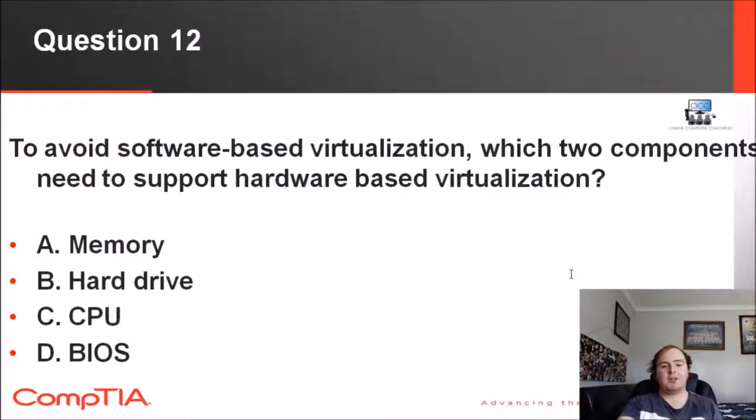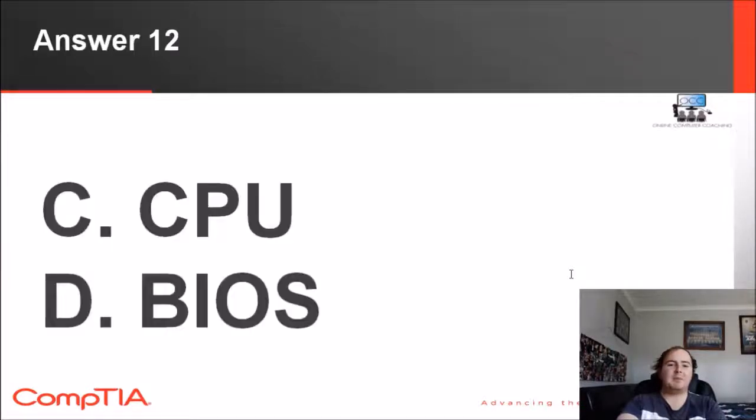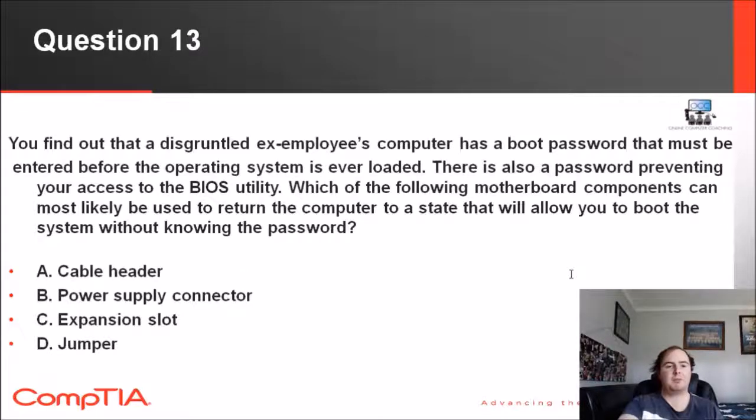Question 12, to avoid software-based virtualization, which two components need to support hardware-based virtualization? So we've got memory, hard drive, CPU, and BIOS. So in this case here, memory and hard drive sort of go along with it, which basically makes me giving you the answer there. CPU and BIOS. Obviously, if you try and install Apple products, you'll need Intel. AMD won't work, so CPU lends itself to be that way. BIOS also needs to be able to handle it for it to actually work in the first place.